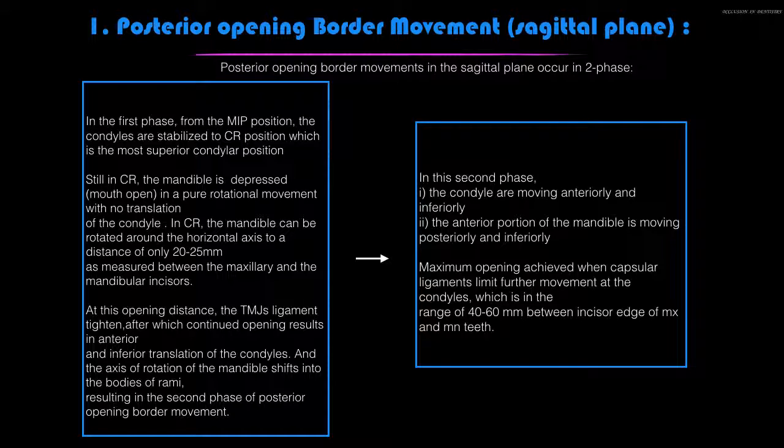What happens in the second phase is: 1. The condyles are moving anteriorly and inferiorly. 2. The anterior portion of the mandible is moving posteriorly and inferiorly. Maximum opening is achieved when the capsular ligaments limit further movement at the condyles, which is in the range of 40 to 60 mm between the incisal edges of the maxillary and mandibular teeth.